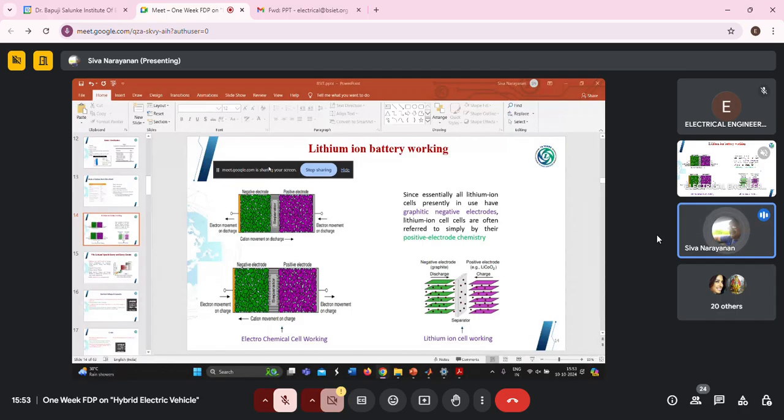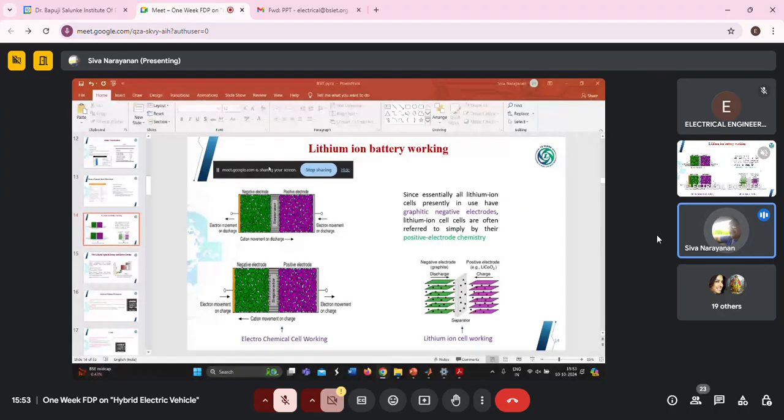The electrons will travel through the load. During charging, your charger will be the load, and during discharge, whatever load you have, like in terms of a battery pack, our vehicle will be our load. So this is what happens in our electrochemical cell.